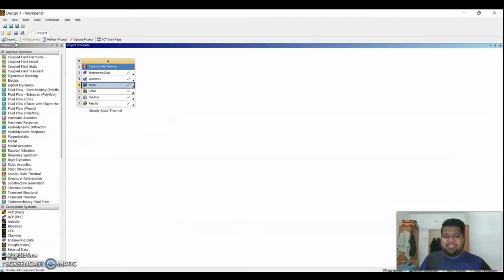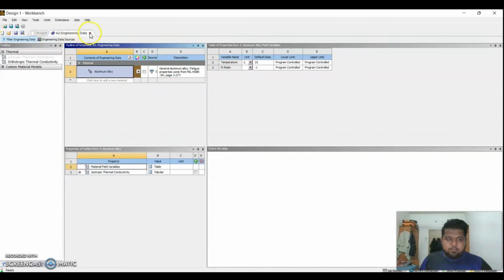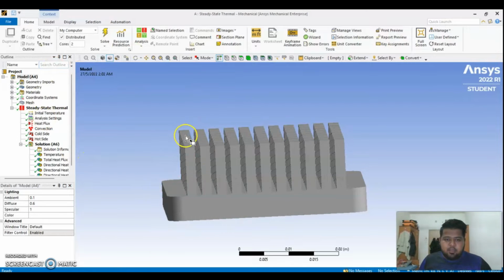We are going to do ANSYS steady state thermal analysis. We go to the left hand side and click on the steady state thermal analysis. Then you get it on the project schematic. You key in your engineering data, which is aluminum alloy. Then you import your geometry from your other CAD program, maybe using Design Modeler, CATIA, SolidWorks, any sort of design software. Then you click on model and you go into the analysis page.